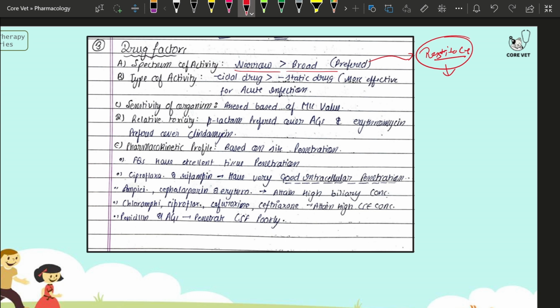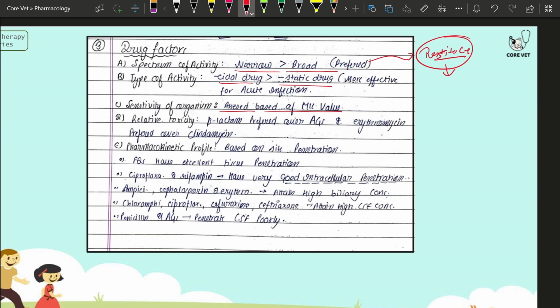And we always prefer the cidal activity of a drug over the static activity. We always prefer to kill the microbe rather than stopping its growth. So the drug should have a cidal effect rather than a static effect. Now you should always assess the MIC value. The minimum inhibitory concentration should be assessed before the application of a certain drug.